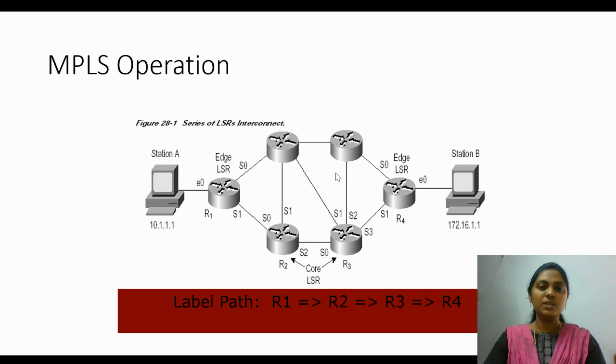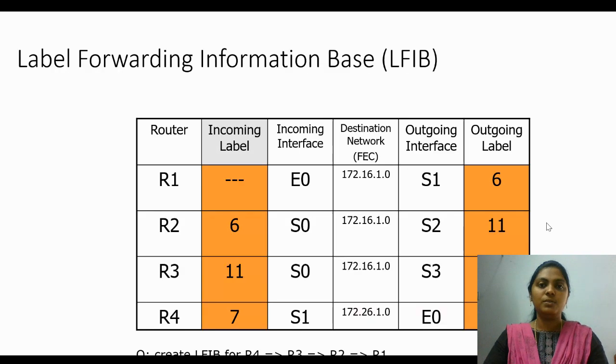So this is another example of the MPLS operation. A station A is sending a packet to station B. Based on the protocol, it finds the path can be R1, R2, R3, and R4. This is called an edge LSR, and these are called core LSRs. Let us look at the table, which is the label forwarding information base. As we have already seen, this LFIB contains the mapping between the labels and the interfaces.